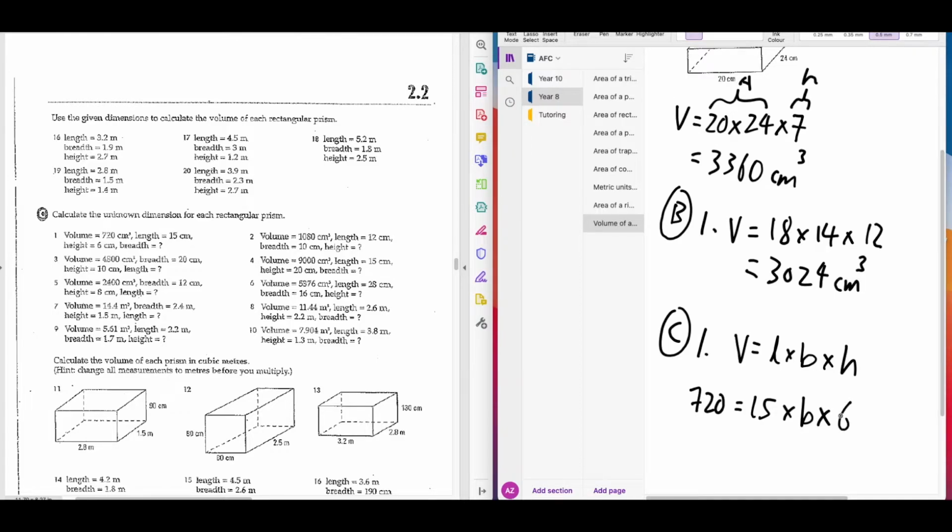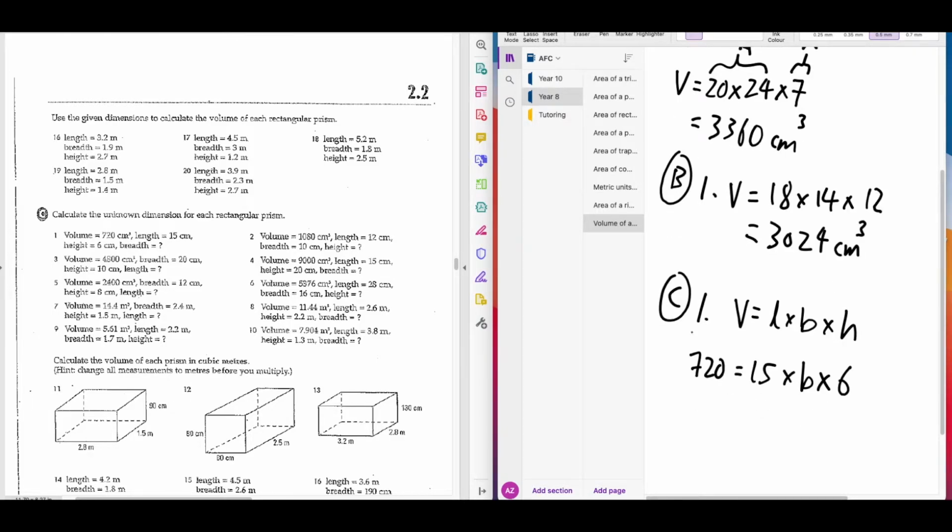Height, which is 6. Okay, now we have to solve for B. Now we know this is just going to be 720. Now what is 15 times B times 6? Well, it doesn't really matter which order you do this by, so I'm just going to do 15 times 6 first. 15 times 6 is 90. 90 times B is 90B.